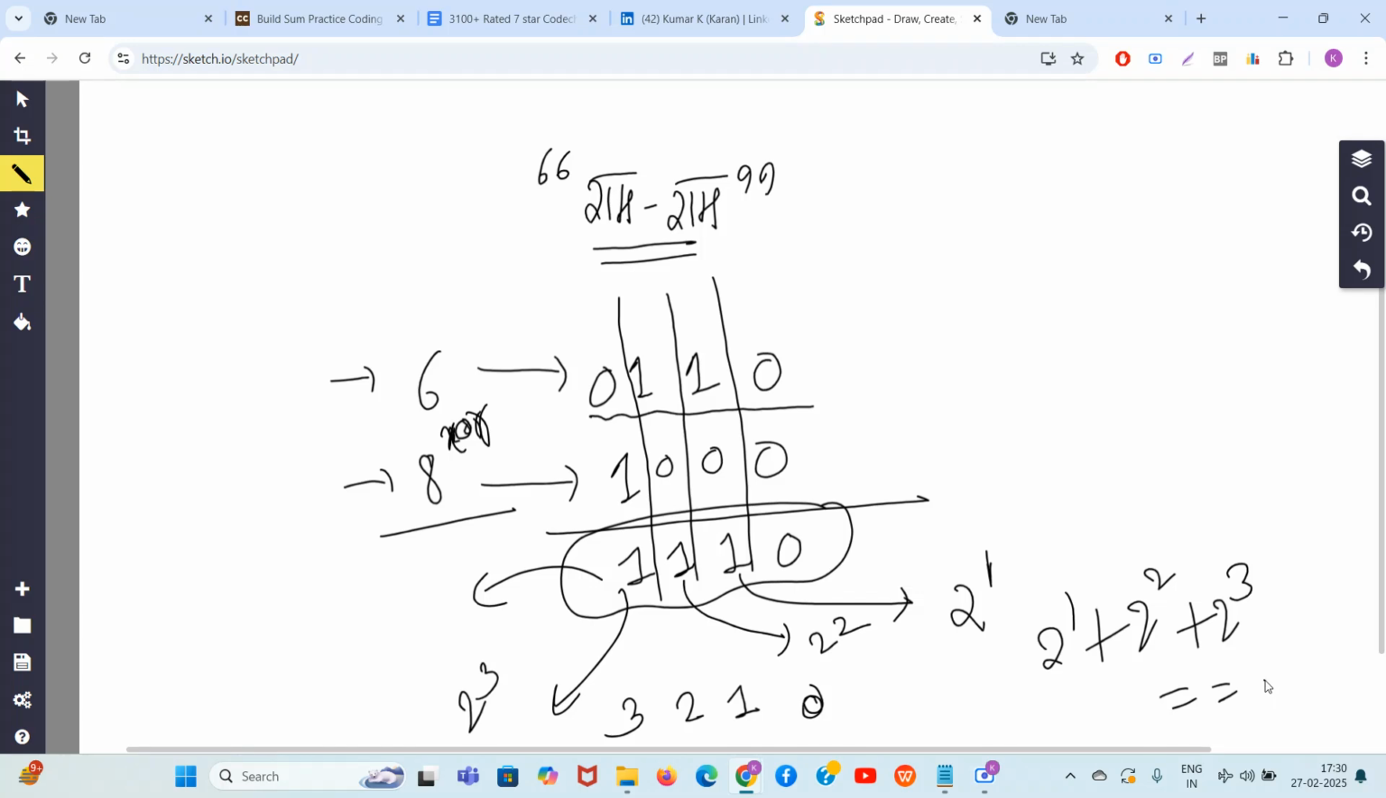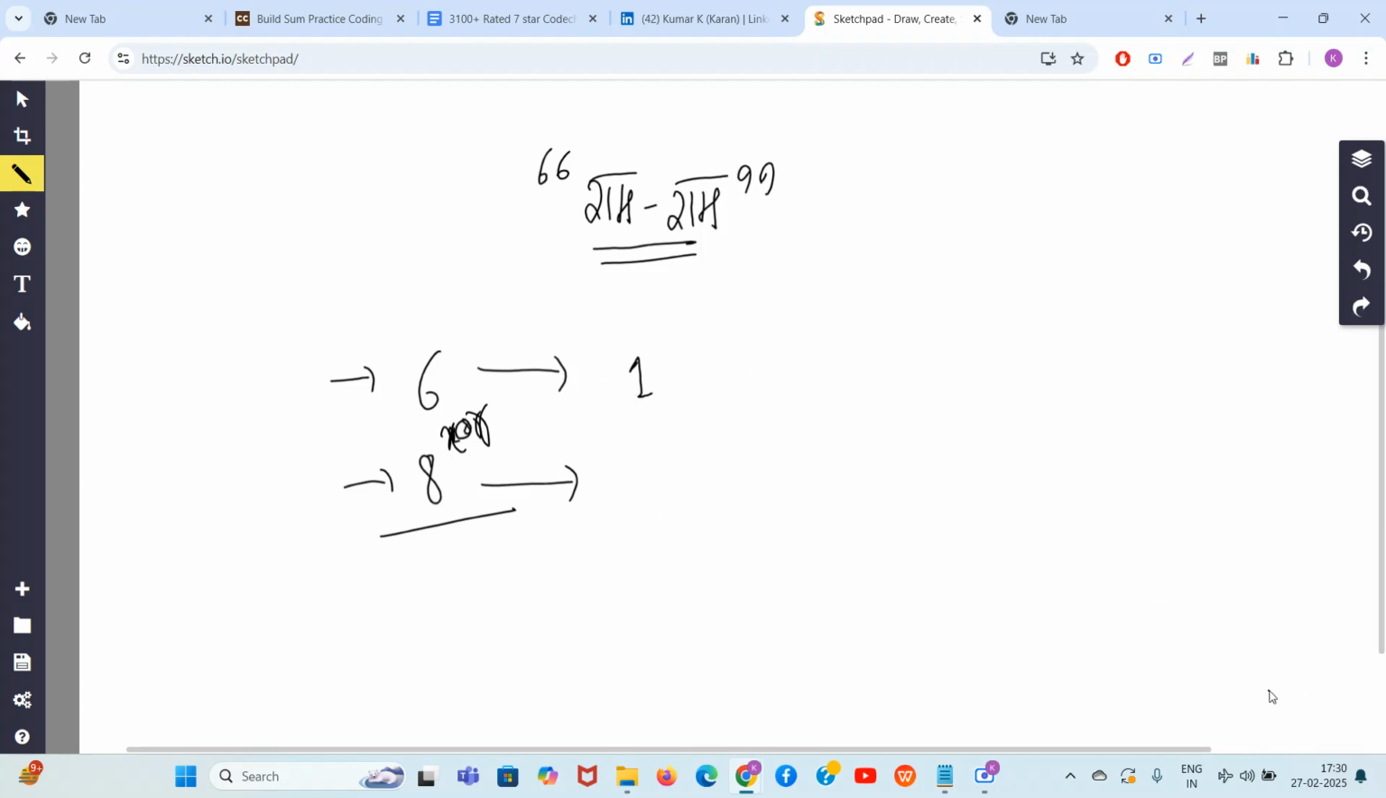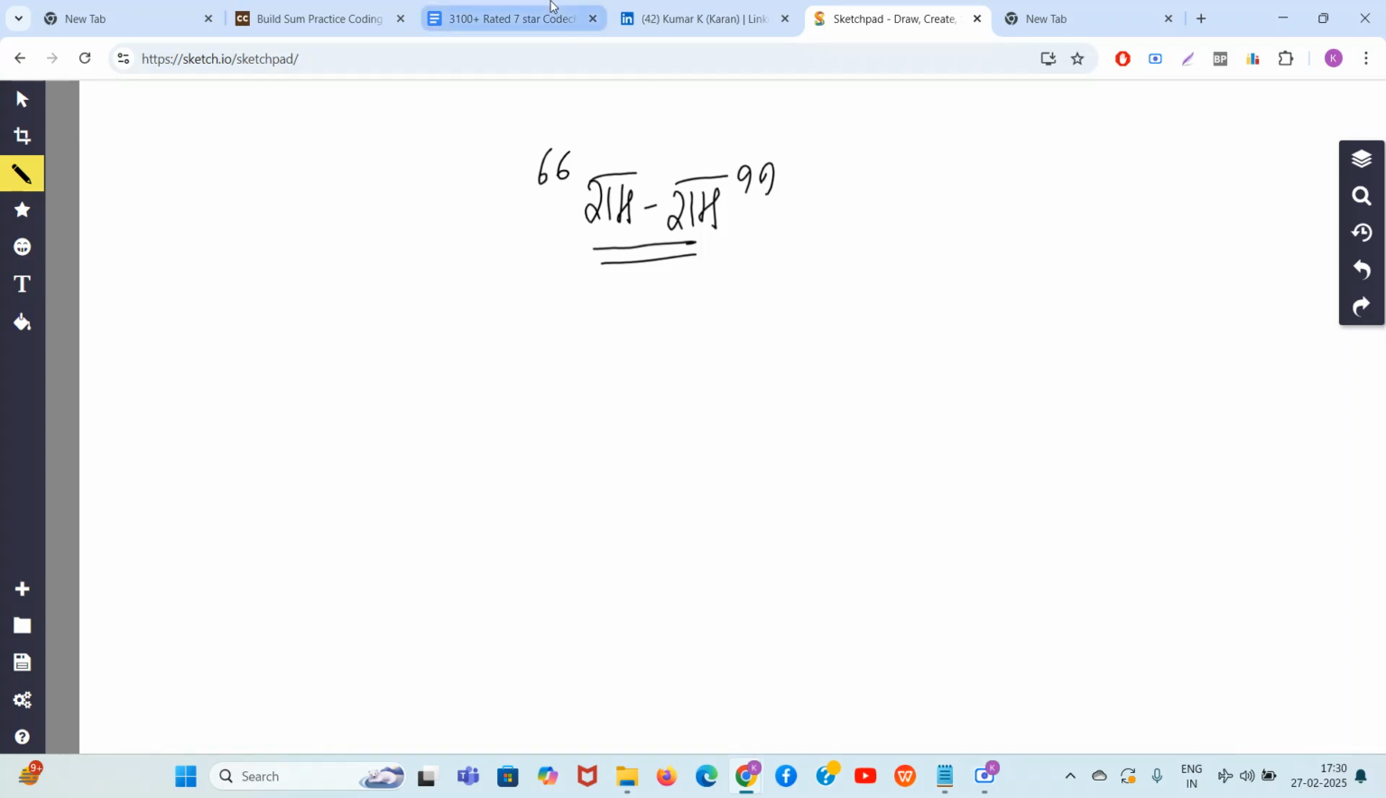8 plus 4, 12. 12 plus 2, 14. 14 is the answer. 6 plus 8 will be 14. Which is actually the summation also. So hopefully these concepts are clear to you. Now, let's go ahead and check out the question.